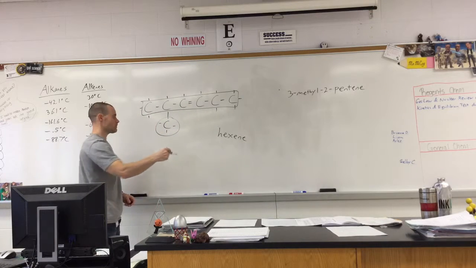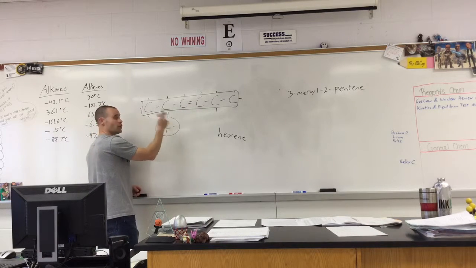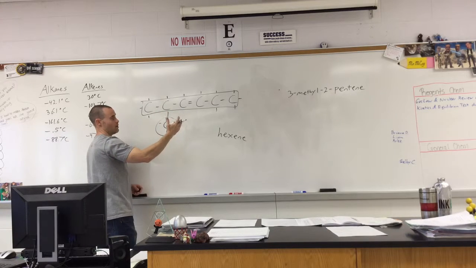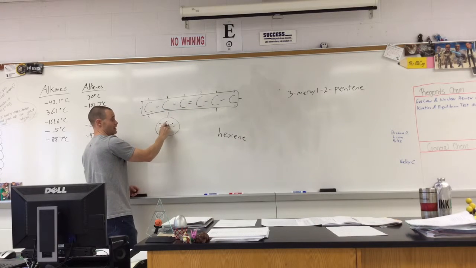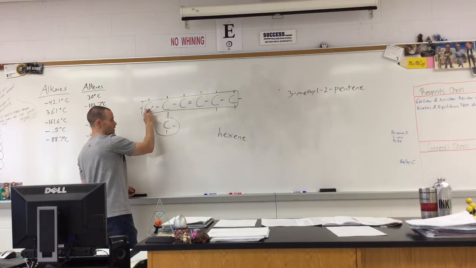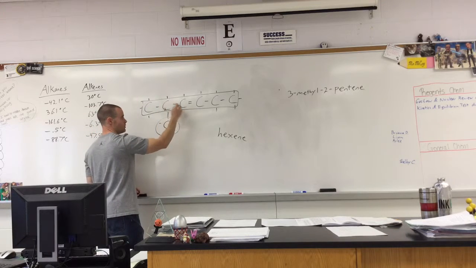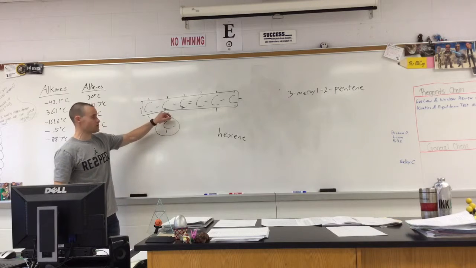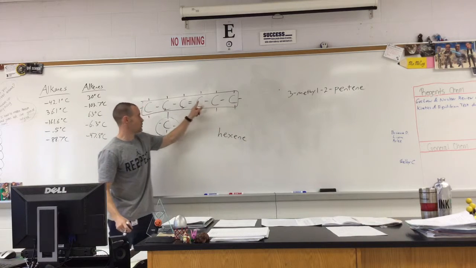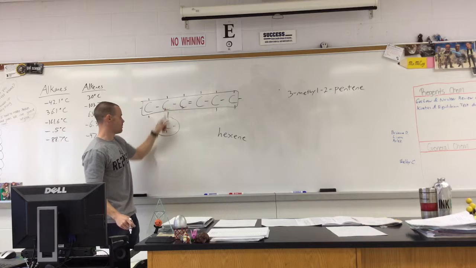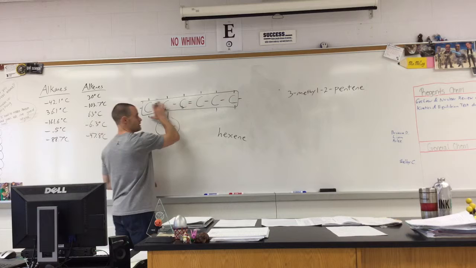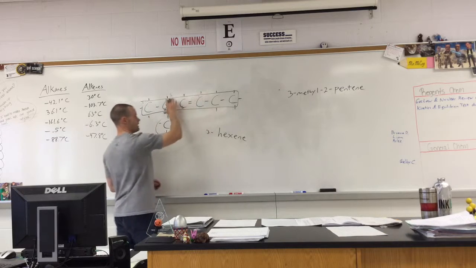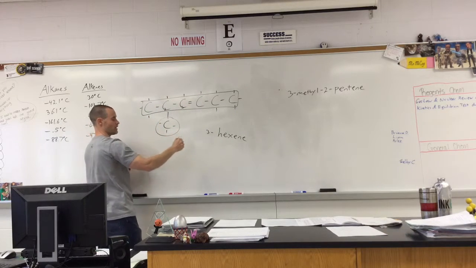However, the methyl group here could be on the second or the fifth. So it doesn't matter for the double bond which way we count, but it does matter for this. So I would say 1, 2, 3. So this is 2, this is 3, because 2 is lower than 5. If we counted 1, 2, 3, 4, 5, that would be 5-methyl. Instead, 2 is better. 2 is lower. So this is 2-methyl. This here is called 3-hexene. So let's put it all together.